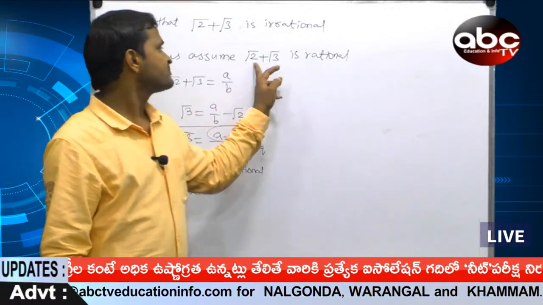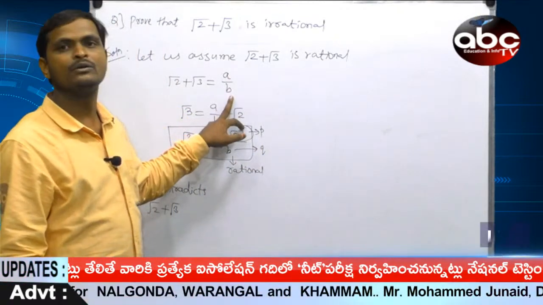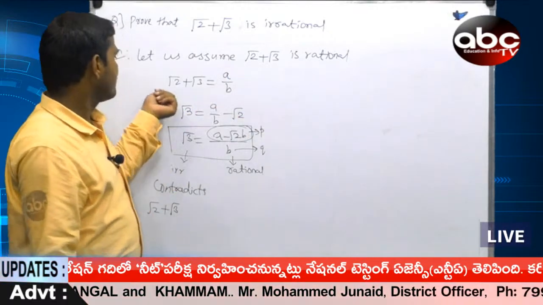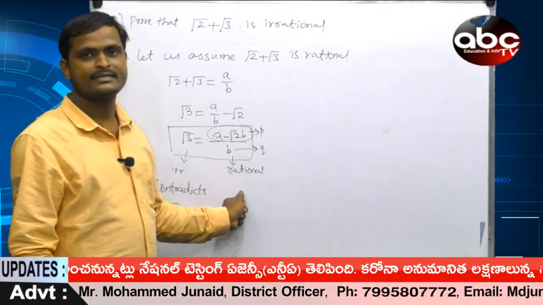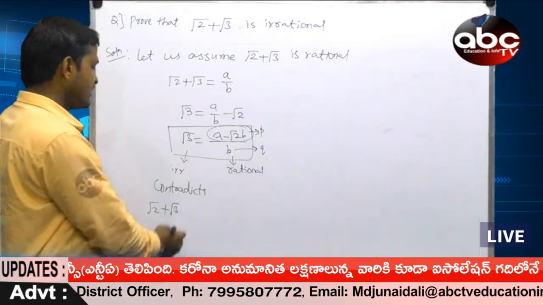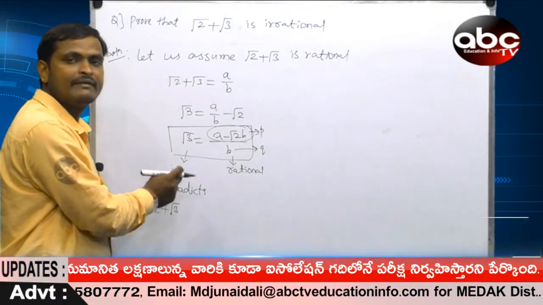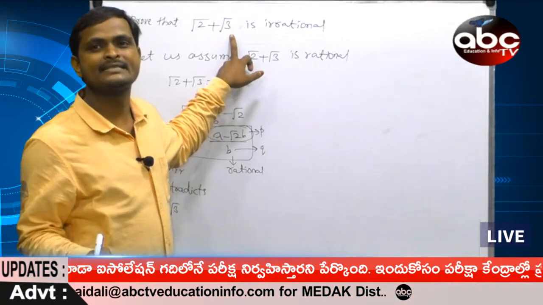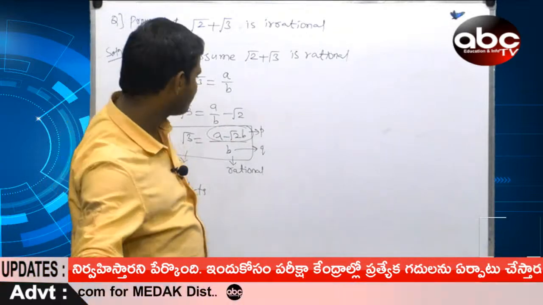Let us assume the given number is rational. Rational is what? p by q number. p by q. You can take a by b, r by s. Okay. Then root 3 is equal, we get here irrational is equal to rational. Okay. This contradiction arisen because our assumption is wrong. So we conclude that the given number root 2 plus root 3 is an irrational number. Is it clear, students? See one more question.